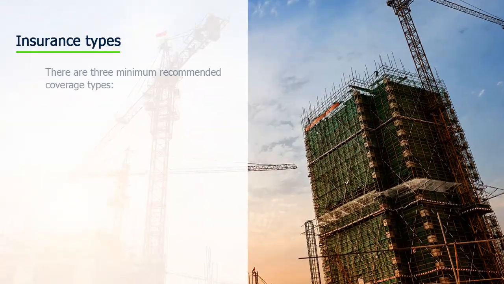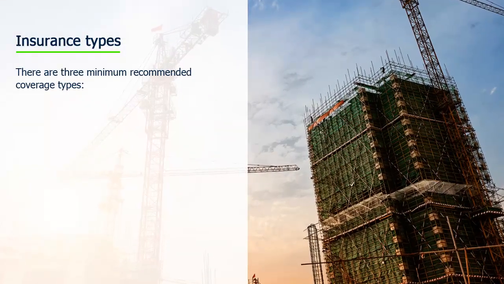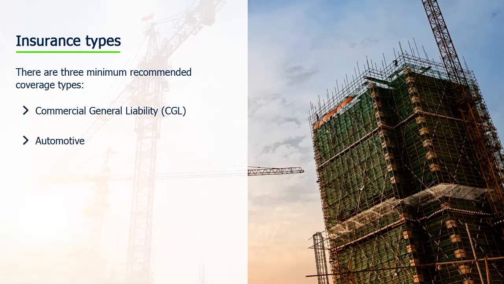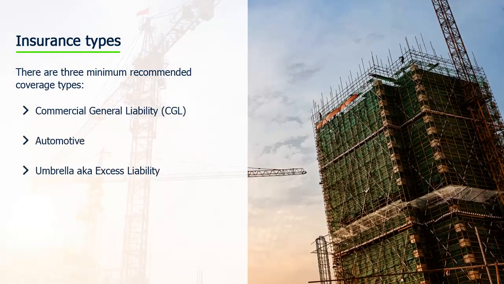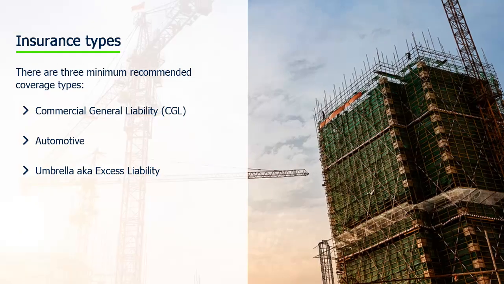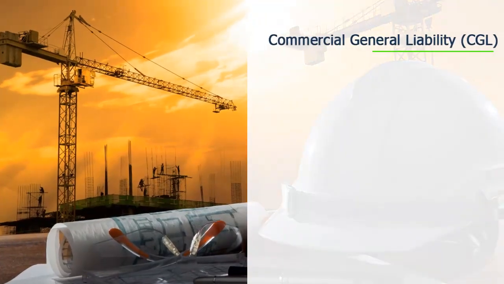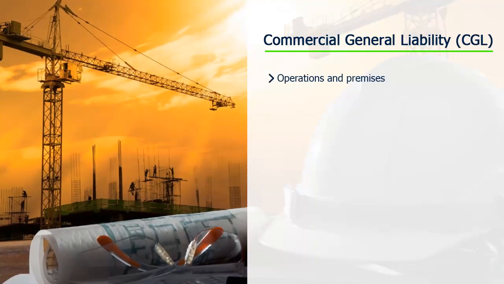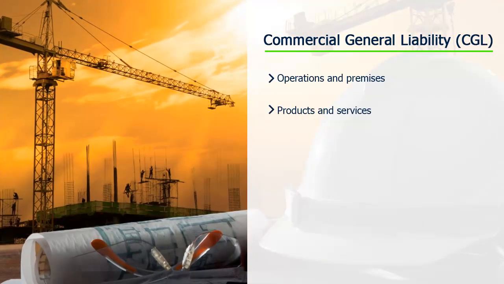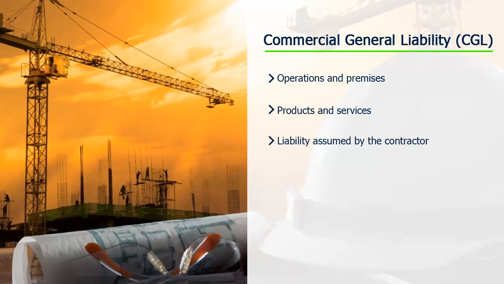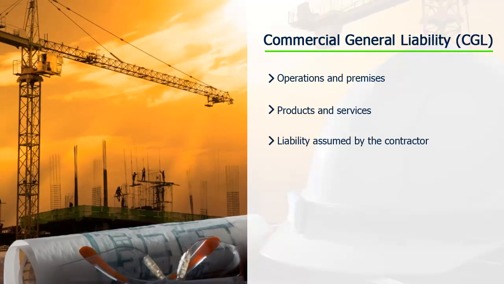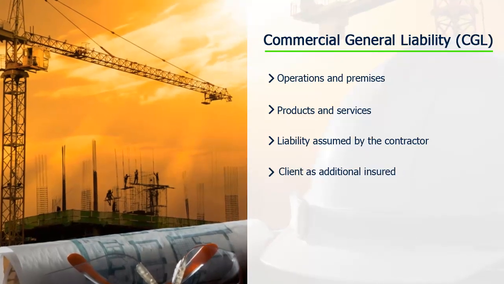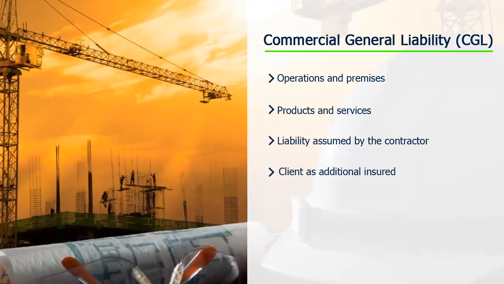Insurance types. There are three minimum recommended coverage types: commercial general liability, automobile, and umbrella, otherwise known as excess liability coverage. Commercial general liability, also known as CGL. Contractors must obtain a CGL policy to cover damages or losses incurred when events lead to bodily injury or illness, property destruction or damage, and what's called personal or advertising injury.